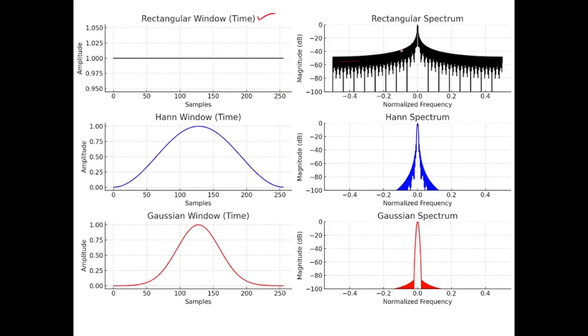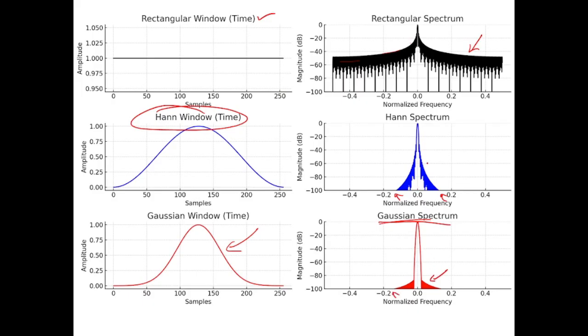Okay. So if you have a rectangular window, the rectangular spectrum will be something like this. The side lobes will be interfering. If you are having a Hann window in the time domain, the Hann spectrum becomes limited after some time. Then if you are having a Gaussian window in the time domain, again in the Gaussian spectrum we are having some side lobes, but they are getting truncated.